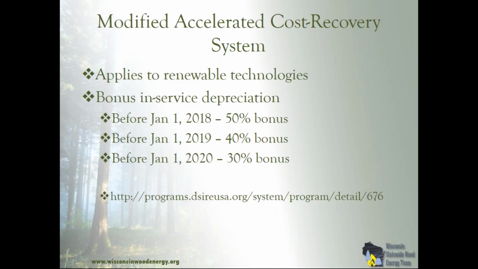The other has to do with financials of cost recovery, so depreciation. The government has a bonus depreciation for renewable energy projects. Basically, if it's installed before the first of next year, there's a 50% bonus. During 2018, there's a 40% bonus, and then it drops to a 30% bonus in 2019, and after that it disappears or they'll have to reauthorize it. Information on that can be found at this link here.